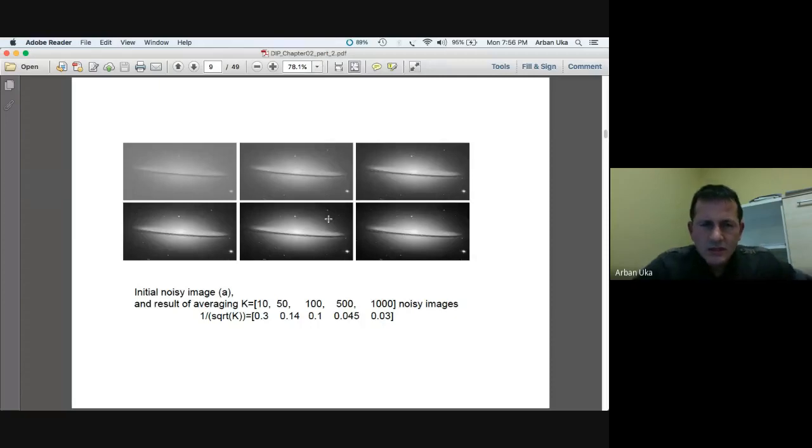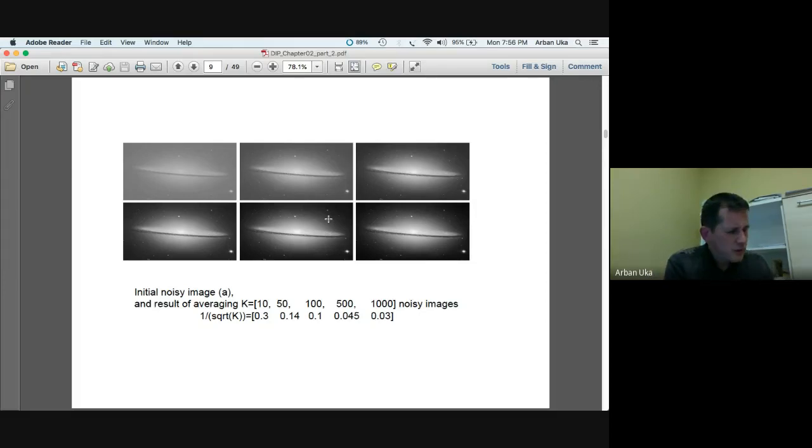We just did some exercises where we reduced the noise in images that we had intentionally added. Now here we have an exercise where we have an initially noisy image, and after we average the images by having 10 different noisy images, the noise level is going to be decreased by a factor of 1 over the square root of k.